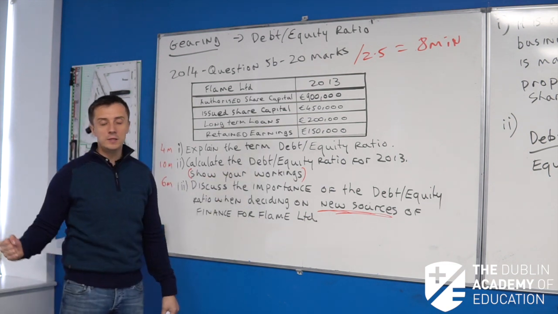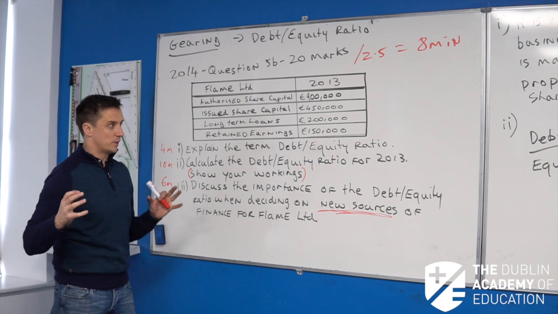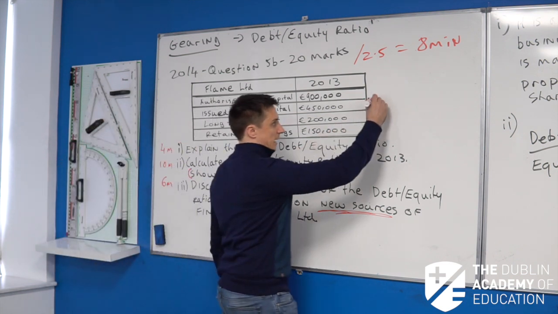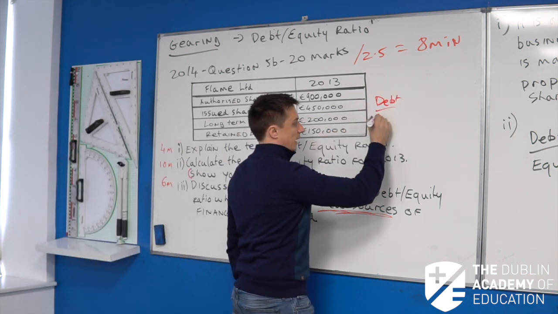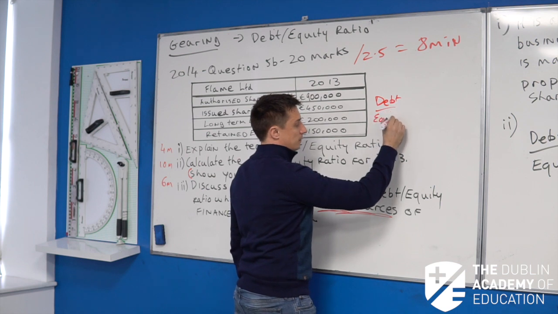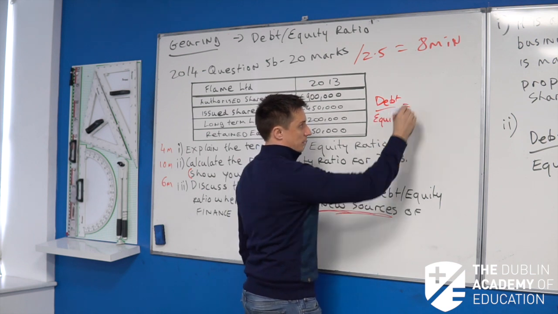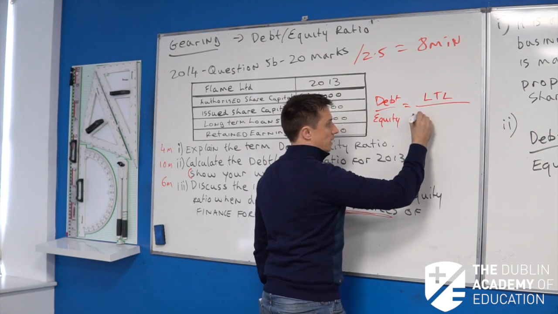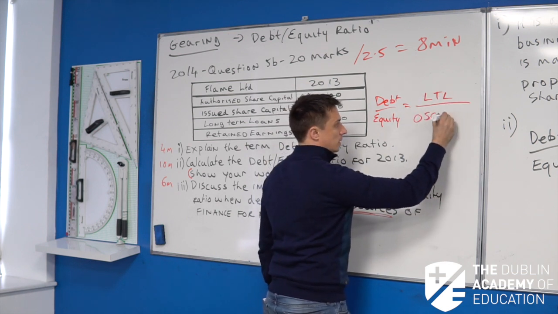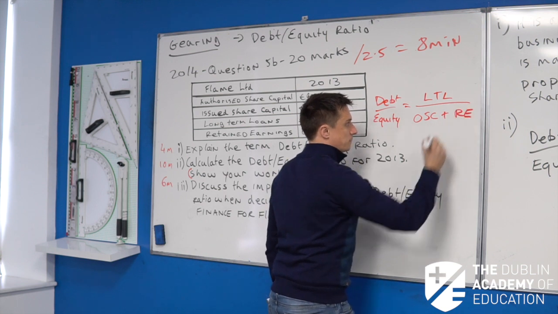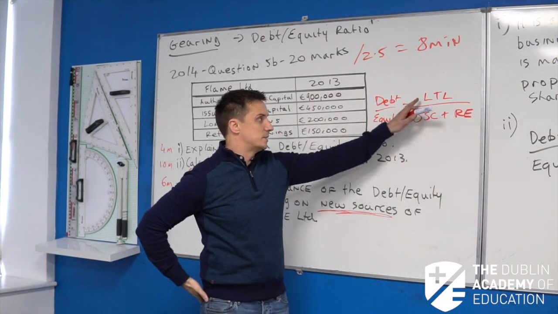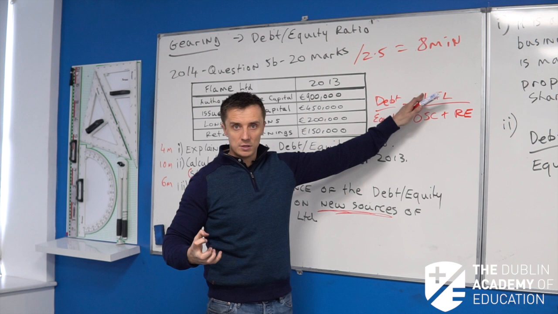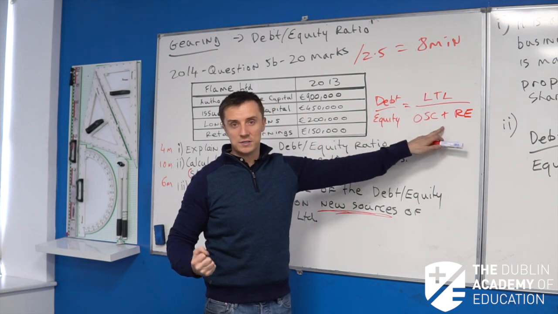Now, all you need to know, if you know the formula, the formula for the debt equity ratio is just debt divided by equity, okay? Now, I'll write the acronyms for it, but the formula is long-term loans divided by ordinary share capital plus retained earnings, okay? So what we look at is the debt, the amount of money the business has borrowed, versus the amount of money the owners have invested into equity, okay?